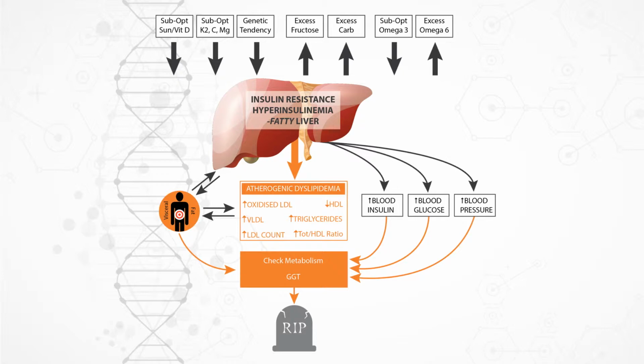And what that means is simply that as you get all this garbage into your liver and you become hyperinsulinemic and end up with a fatty liver, your triglycerides start to go up. Your oxidized LDL goes up. Your ratio of oxidized LDL to HDL goes up in comparison because your HDL drops. And this combination is deadly.